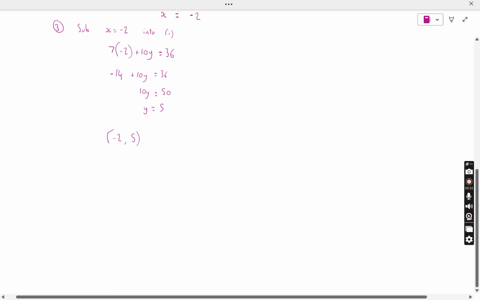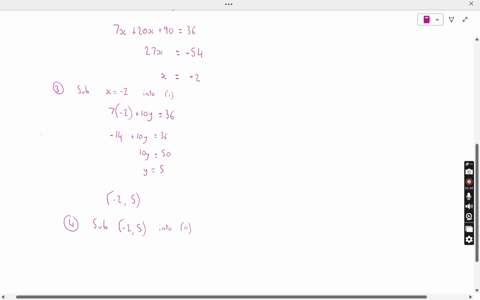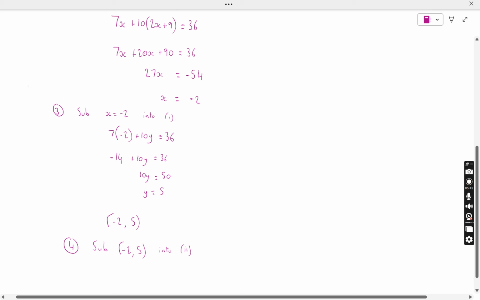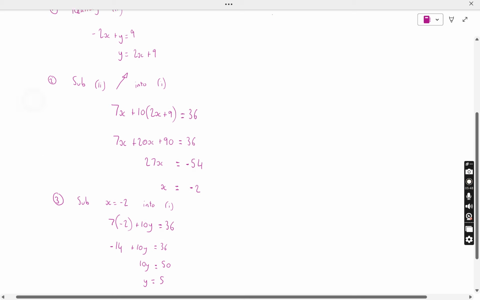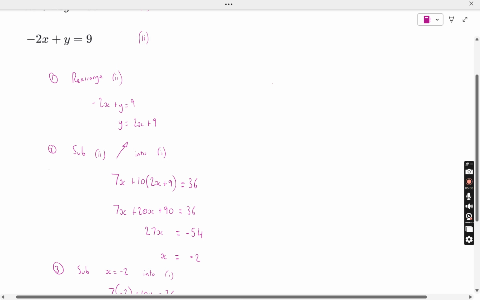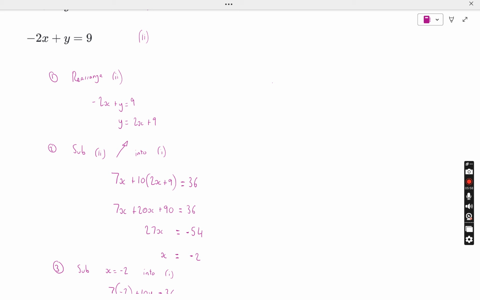Okay, now we're not quite done. Good practice means that we need to check this. So step 4, we're going to sub this coordinate when x is -2, y is 5 into equation 2. And I'm choosing equation 2 because up to this point I had been working with equation 1. So whatever equation you haven't been working with, it's good practice to substitute it into the other one. So anytime I see an x, I'm going to put -2. Anytime I see a y, I'm going to put 5.